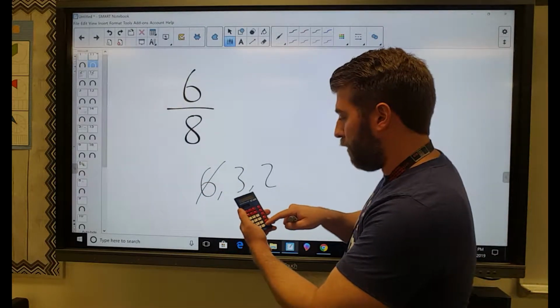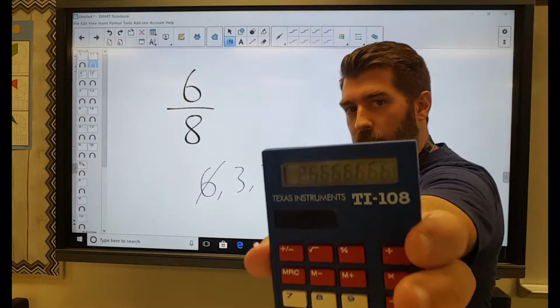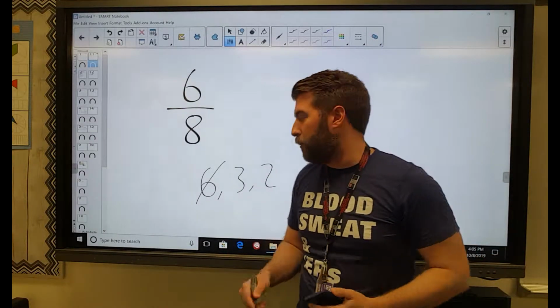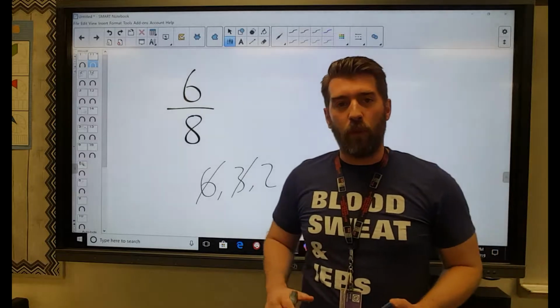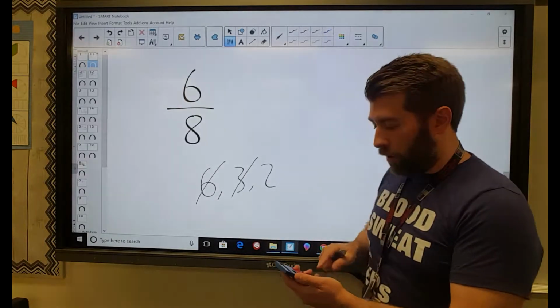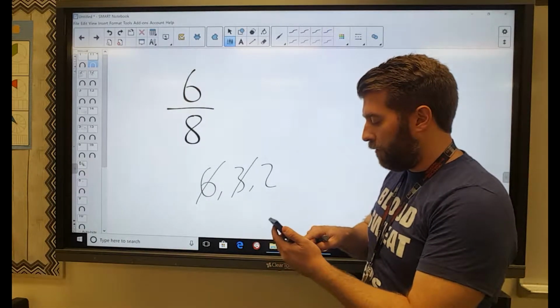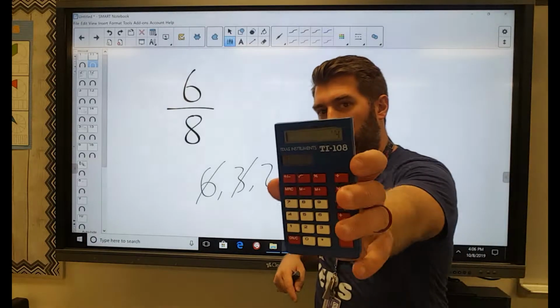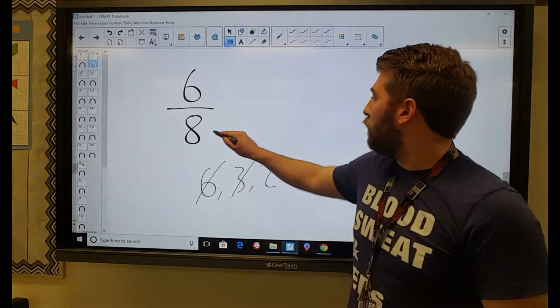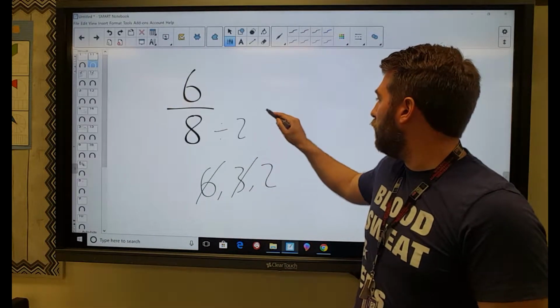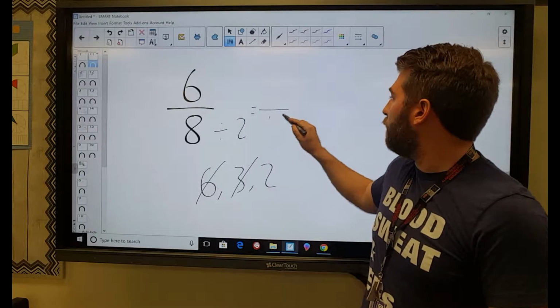8 divided by 3. Okay, once again, you can see we got a decimal number. So 3 won't work. Finally, we're going to try the 2. 8 divided by 2, and we get 4. So I can divide 8 by 2 and get 4.